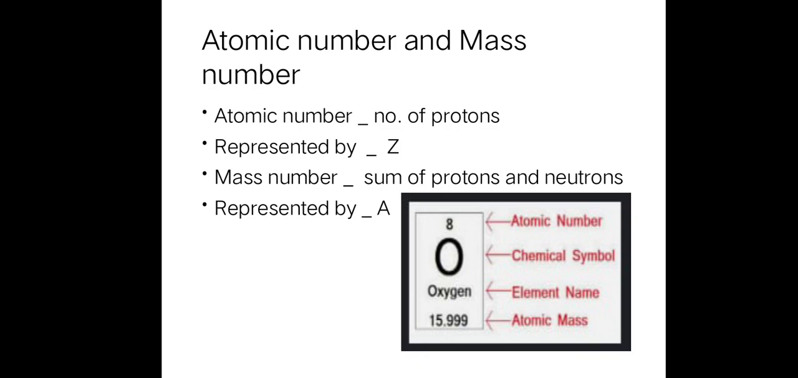Atomic number and mass number. Atomic number, as I have explained to you earlier, protons are found in the nucleus of an atom. Number of protons in an atom is equal to atomic number, and it is denoted by Z. Mass number is equal to the sum of protons and neutrons, and it is represented by A.